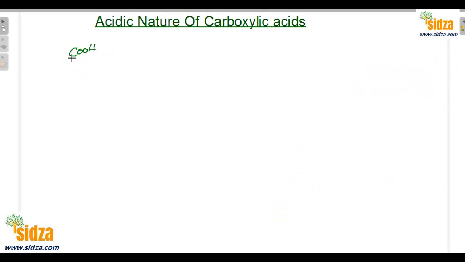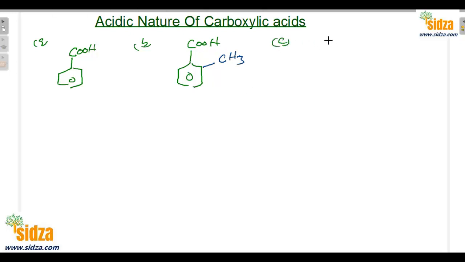We have here a carboxylic acid without any substitution. Let's say this is compound A, and let me draw another molecule, COOH, with now an OH group. Let's say the methyl group here, and you have a third molecule, COOH, and now we have a methyl at the para position. Which will be the most acidic?